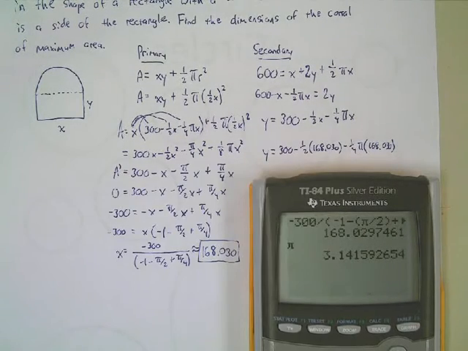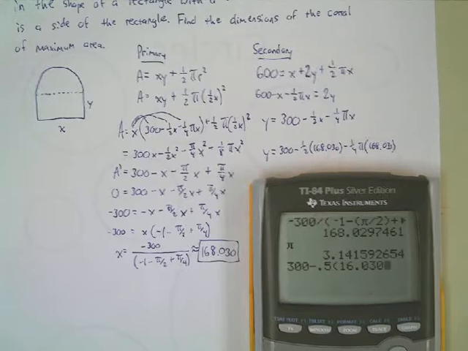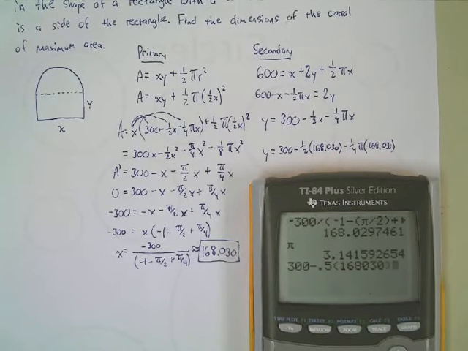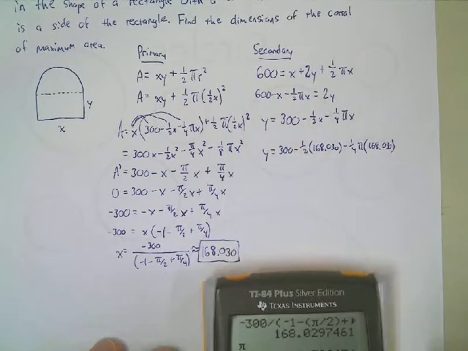So we just got to type this mess into our calculator here. 300 minus 0.5 times 168.030. Oh, would be helpful if I did that. There we go. Okay, 168.030 minus 0.25 times pi times 168.030. And we should get 84.01. I'm going to say 5 because that's going to round up there.